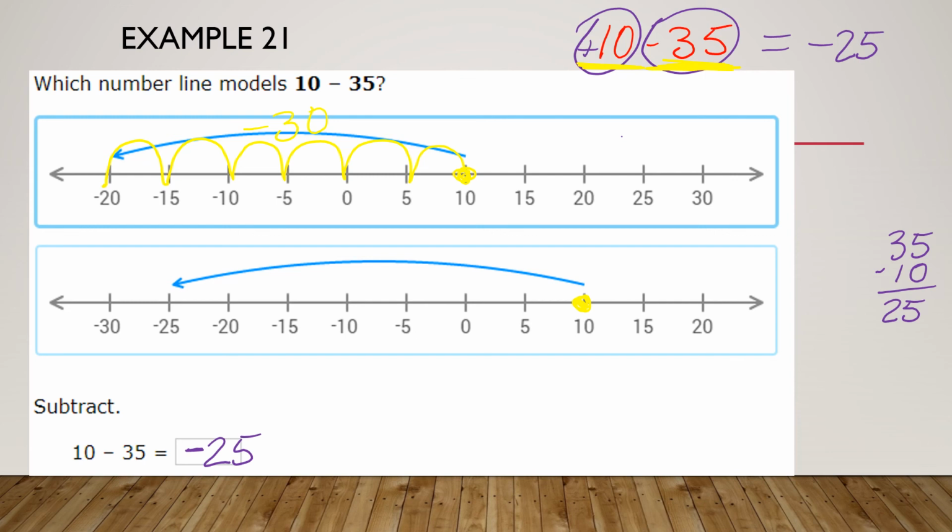Okay, so let's check the bottom one. 5, 10, 15, 20, 25, 30, 35. So this one did go back 35 spaces, which took us back to negative 25 that we had already solved for. So for this one, the correct number line would have been the second one, because the first one only went back 30 spaces instead of 35.